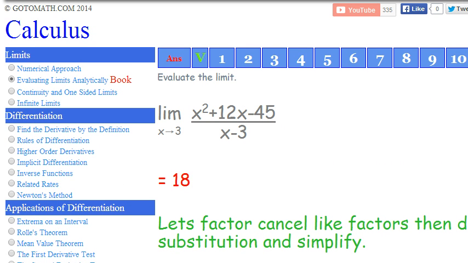All right. So remember, you do the direct substitution, we get 0 over 0. So we want to try to factor, cancel out like terms, and then do the direct substitution.